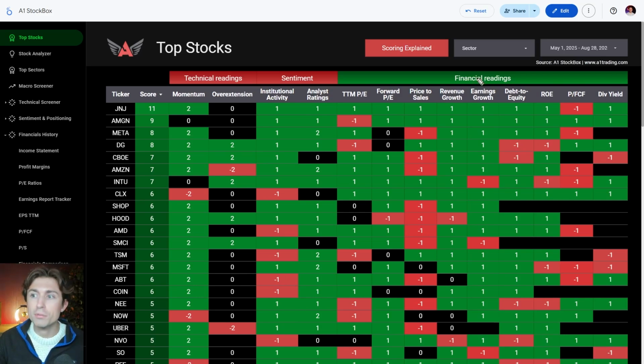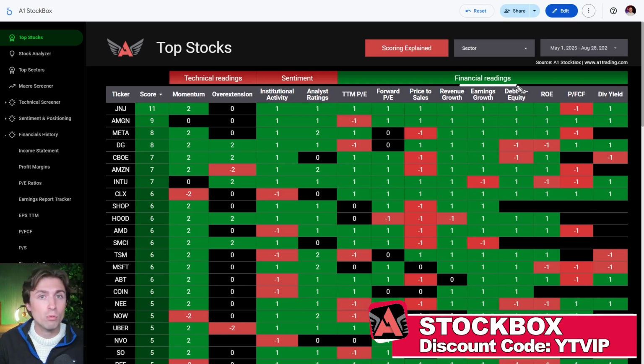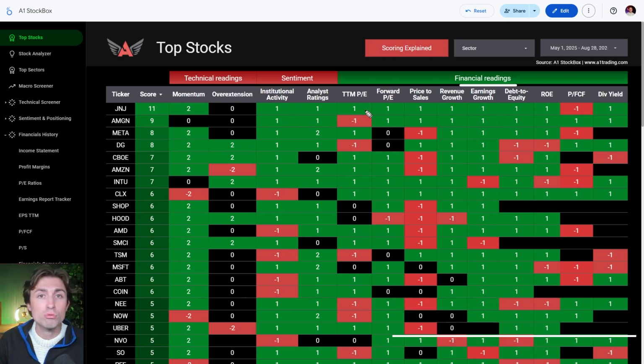Now, I just mentioned briefly the financial readings. I wanted to give a high level view of how we're thinking about stocks within the top stocks page for those who are interested in the financial screening component. So at a high level, underneath the hood within the algorithm behind top stocks, we are looking at financials relative to a company's 3-year historical average.